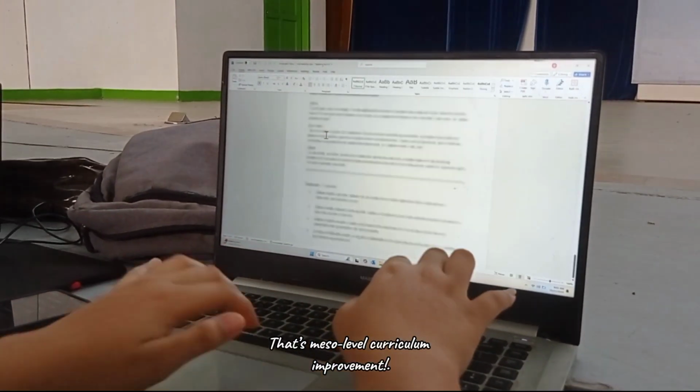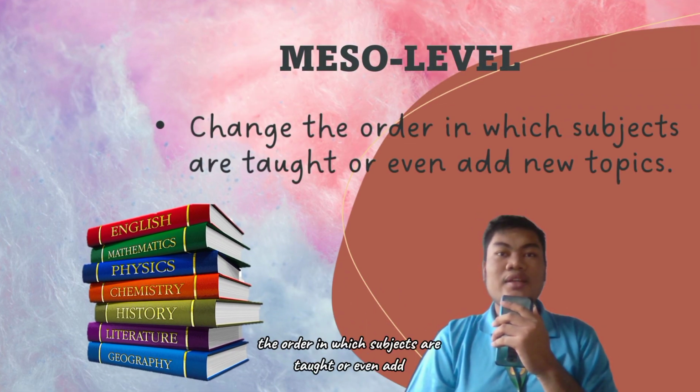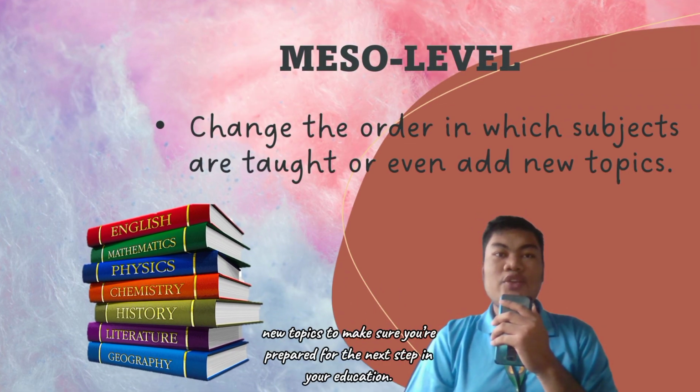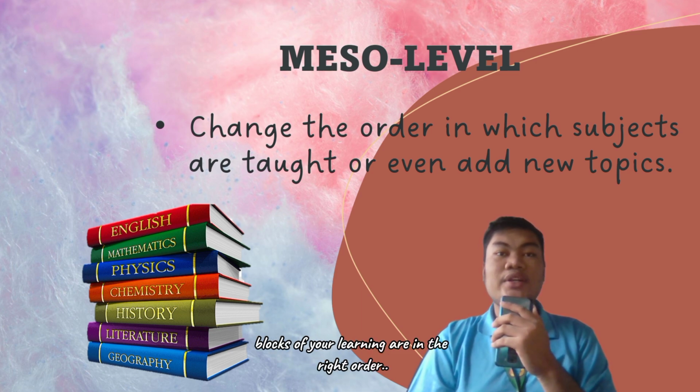That's meso-level curriculum improvement. At this level, schools might change the order in which subjects are taught, or even add new topics to make sure you're prepared for the next step in your education. Think of it as making sure that all the building blocks of your learning are in the right order.